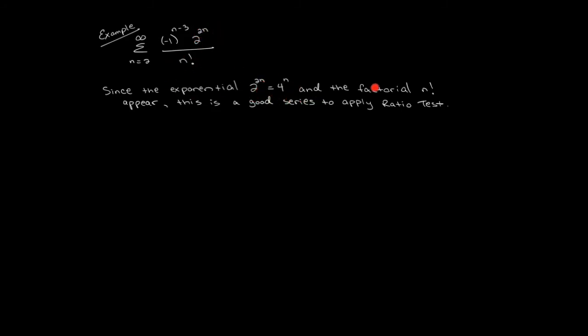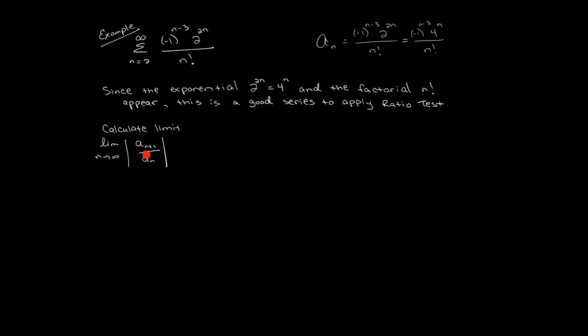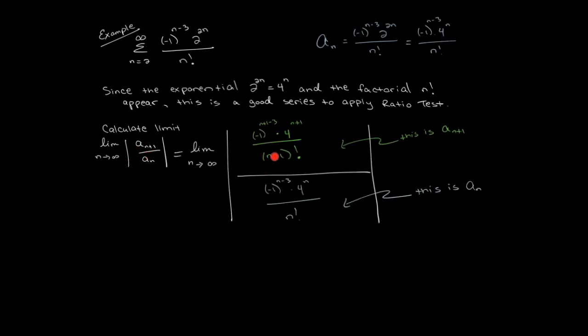We also have a factorial in the bottom, so this is a great series to do the ratio test on. We're going to calculate the limit of the consecutive terms, and here you can see everywhere I see an n, I'm replacing that n with an n plus 1. So this in the numerator is the an plus 1 term, and the denominator is the an term. Now, as you can see, we've got these absolute value signs on the outside.